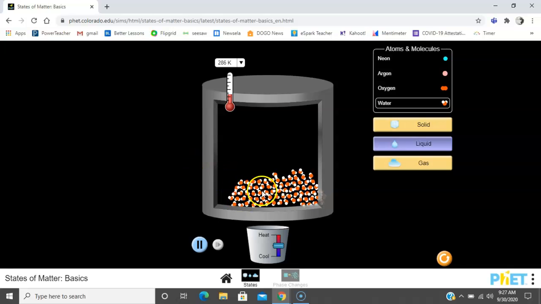But as you can see, they take up the same amount of space, right? It's not like it's expanding or shrinking. The amount of space stays the same.